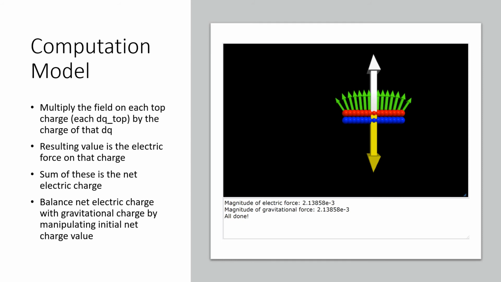So the green arrows in the model here are all of the individual forces on the top piece of tape, and the big white arrow is the net electric force, which is equal in magnitude and opposite in direction of the yellow arrow, which is the force due to gravity. And we found the electric force and balanced it with gravity by manipulating the initial total charge of the tape in order to find the total charge of the tape.